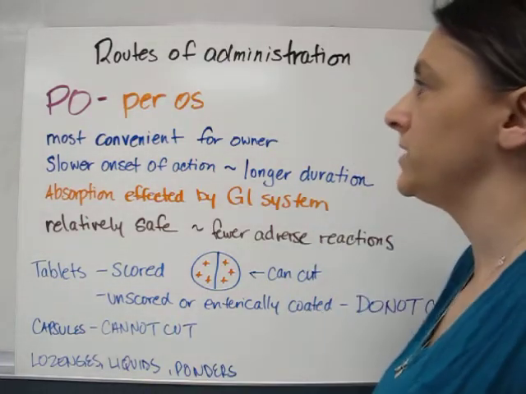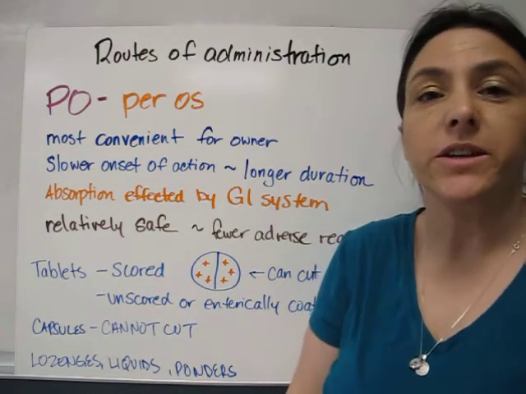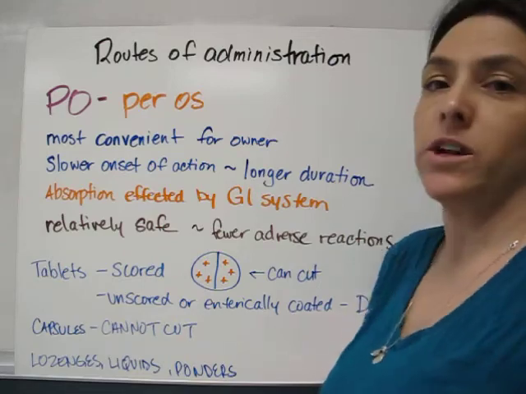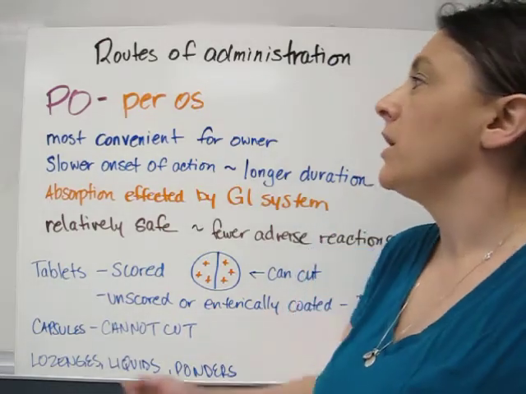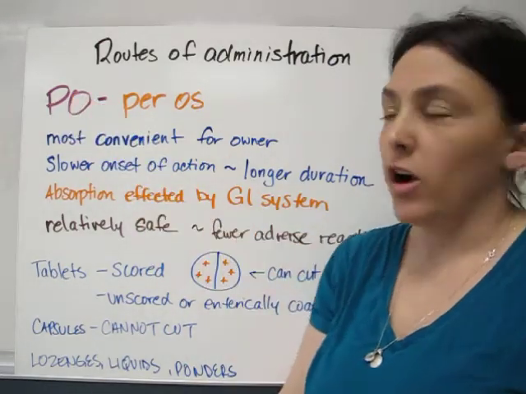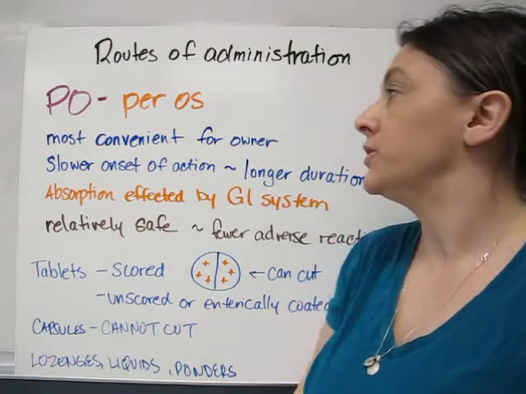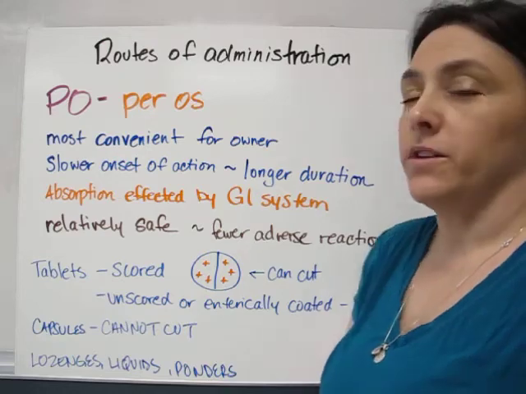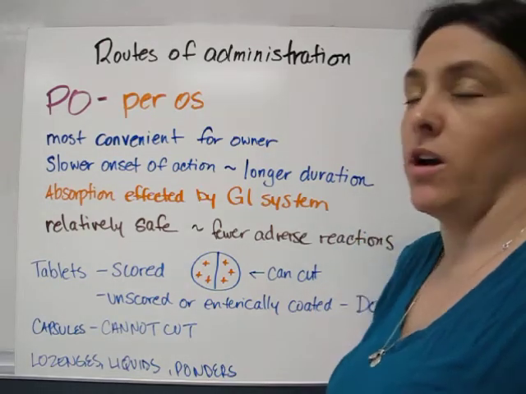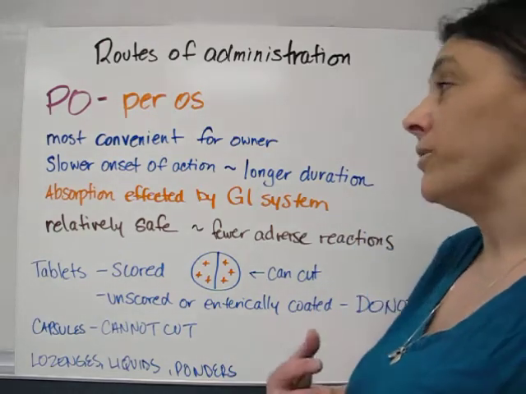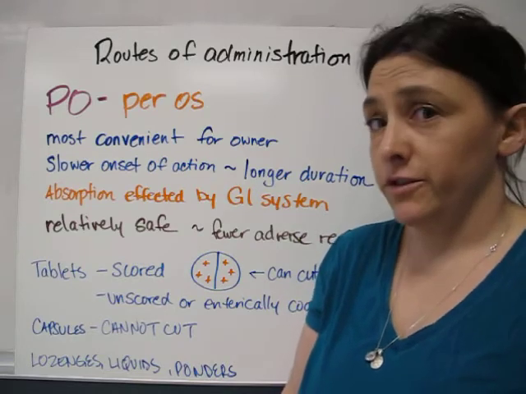Okay, routes of administration. Different ways you can administer medications. We're going to talk about some of the most common ones. So, PO or per os. This is the most convenient form of administering medications for an owner. The thing with PO is it has a slower onset of action. The nice thing about it is it has a longer duration of action.